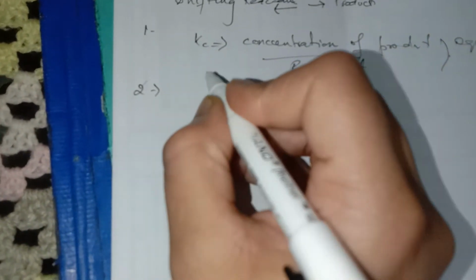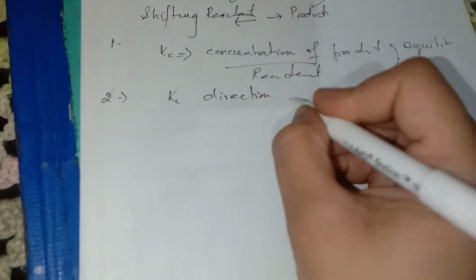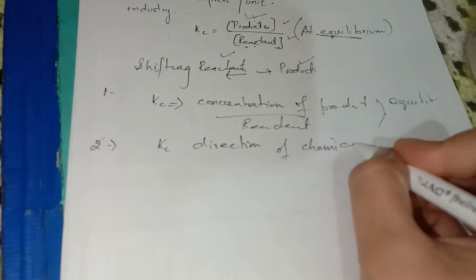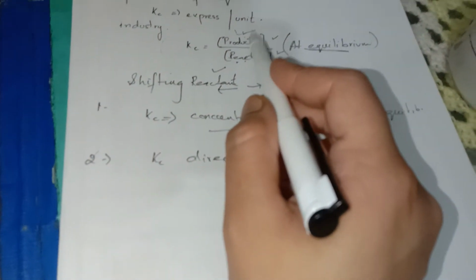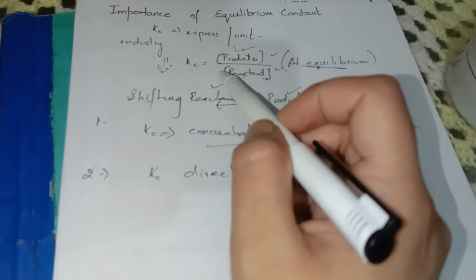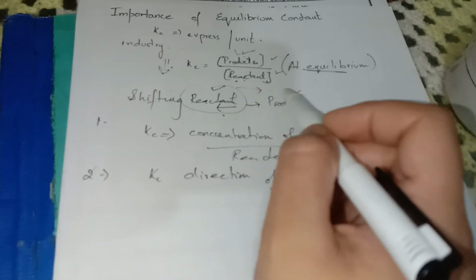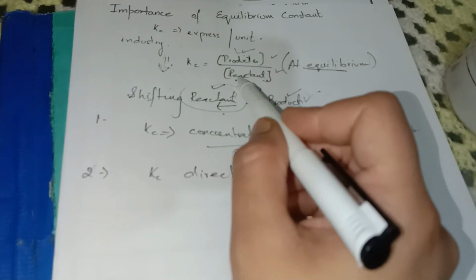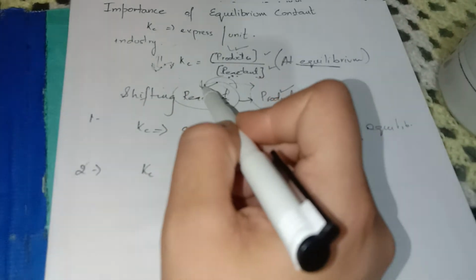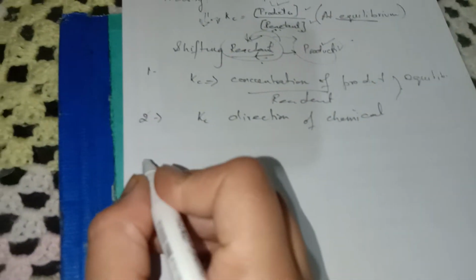Second thing, Kc predicts the direction of a chemical reaction. I have told you what the direction means. If for example this value is reduced, it means Kc is also reduced. If Kc reduces, the direction would be the forward direction, meaning more products would be produced. And if this value is reduced, the other value would increase. If Kc increases, the direction would be the reverse direction and more reactants would be produced.